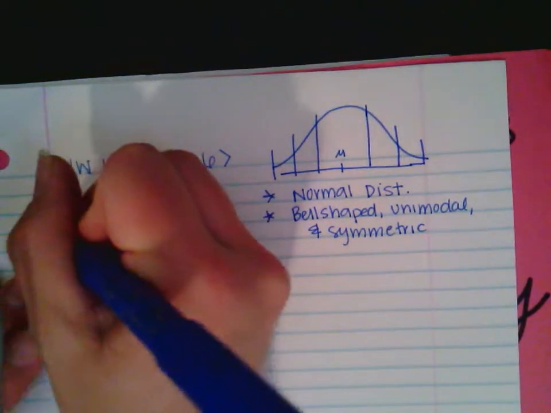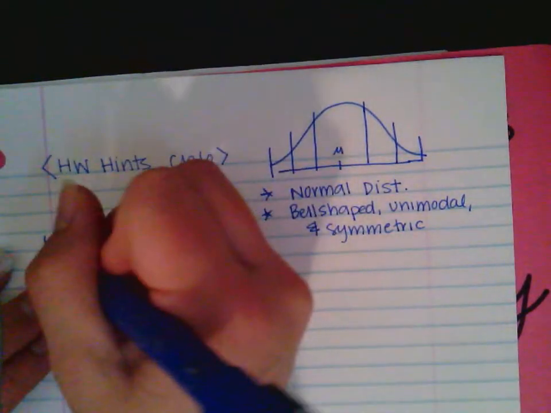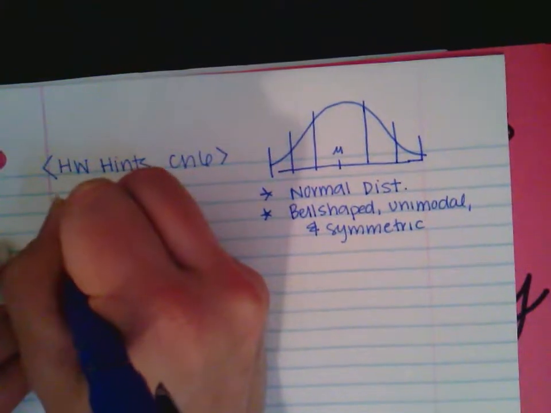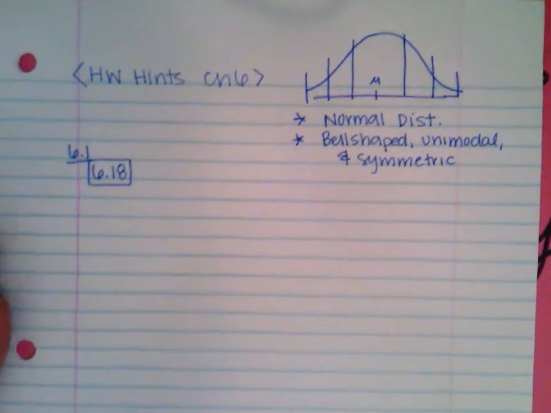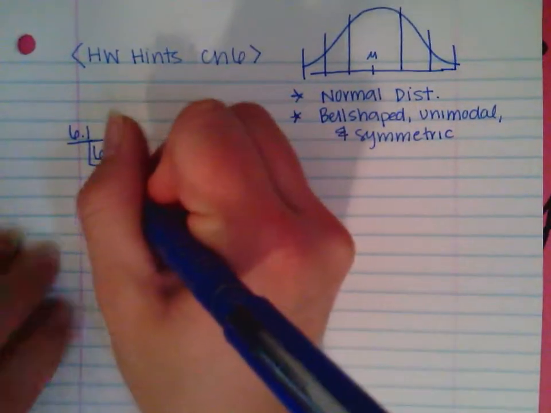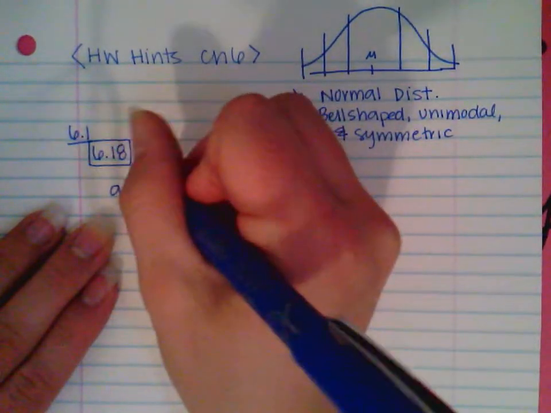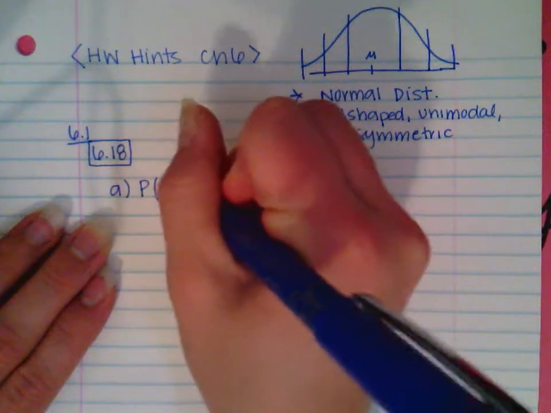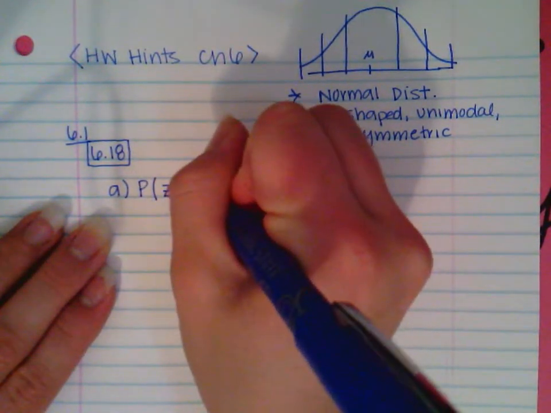So specifically in section 6.1, the problem that I wanted to talk about is the last problem assigned in that section, which is 6.18. It just wants you to find the probabilities given certain z-scores. I'm going to do just a couple of these to show you what we would do here. So if I want to find the probability that z is greater than -0.98.